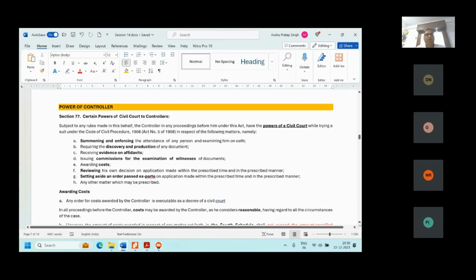So this is how the powers of the controller work. I will explain each one again. Summoning is asking someone to come, and examining him on oath means you are going to take oral evidence. Let's first understand what evidence is. Evidence is what someone is saying. Evidence can be documentary or oral. There cannot be any third type of evidence.